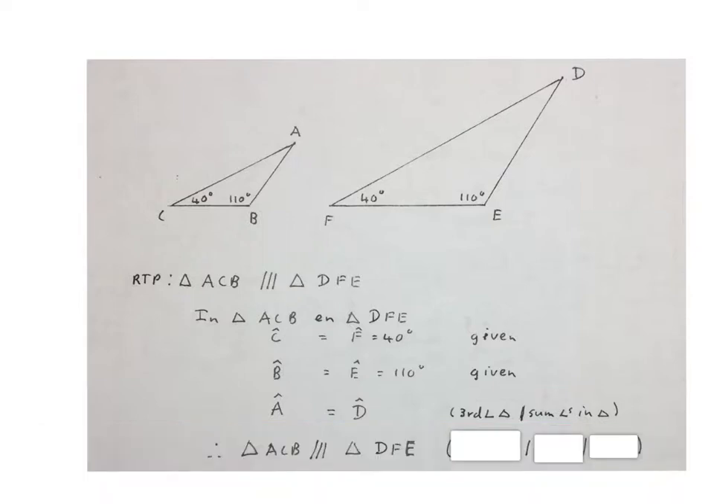Now we just write triangle ACB is similar to triangle DFE. Remember the same order as the original question. We just give a reason now. The answer is corresponding angles equal. But some people allow angle, angle, angle, or just A. Any one of these three can be used as the reason for this similarity.